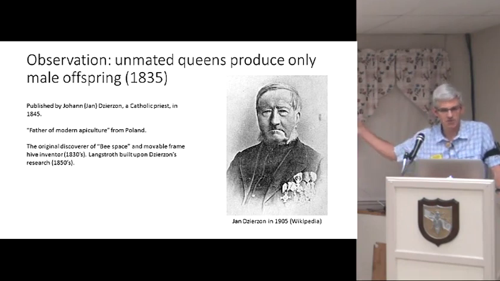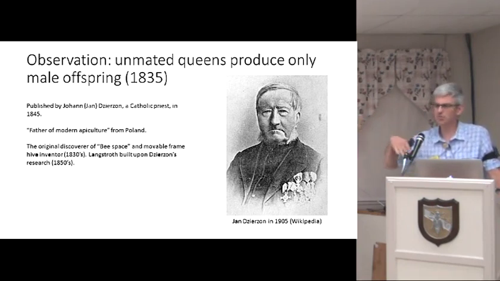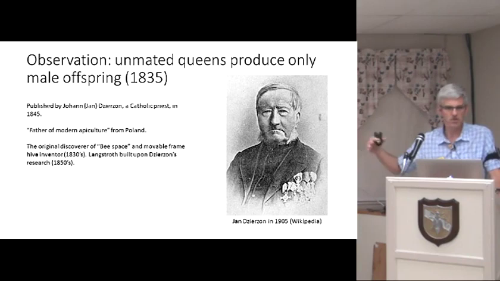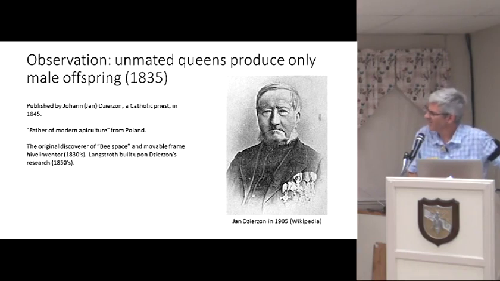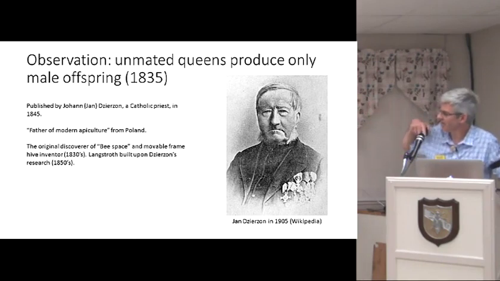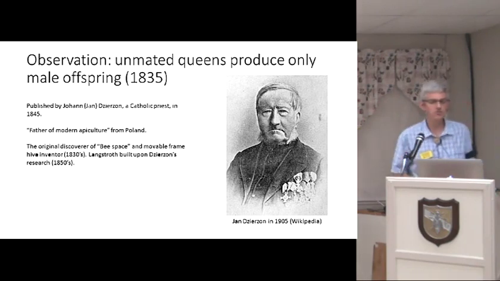Langstroth built upon his research. He published a lot of papers, and he was a hero in his nation. He was very famous in his day. And he made the discovery that unmated queens produce only male offspring in 1835. Wow. People have been really smart for a long time. It's amazing what people have known. Unfortunately, all this stuff happened around his life. Nazis came and tried to claim him as a German because he published in German. Anyway, it's very crazy what happened. You should read up on him on Wikipedia.